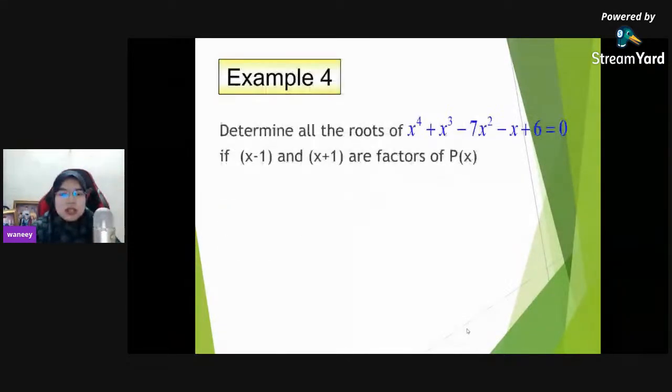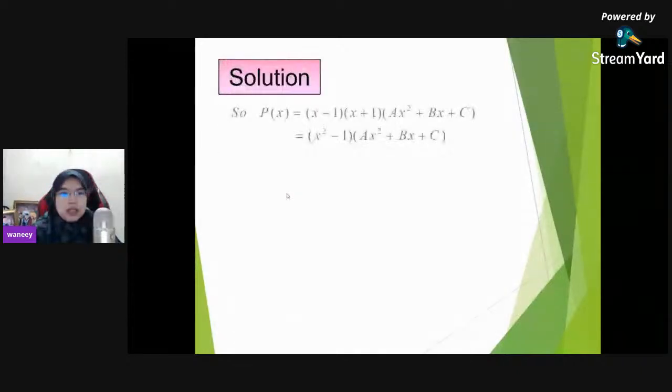Determine all the roots of x to the power of 4 plus x cubed minus 7x squared minus x plus 6 equal to 0 if x minus 1 and x plus 1 are factors of P(x). Okay, so you are given two factors, x minus 1 and x plus 1. So that means we already know two of the factors. Okay, so let me write them down. P(x) is equal to x minus 1, x plus 1 together with another quadratic function.